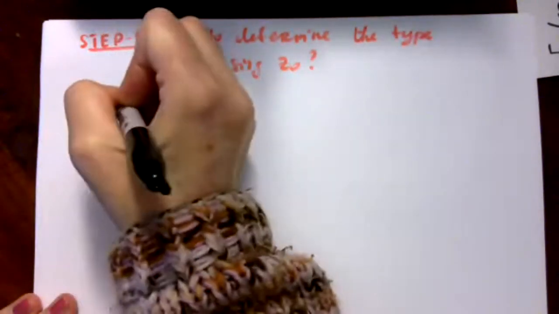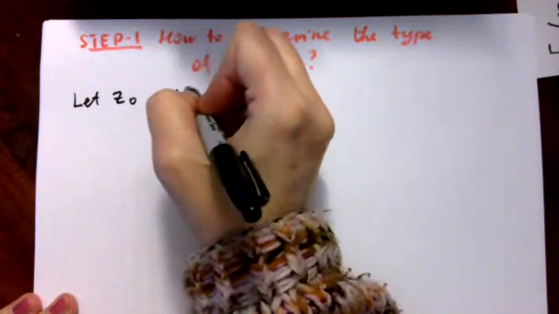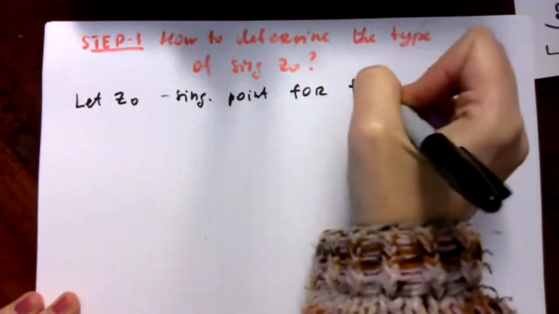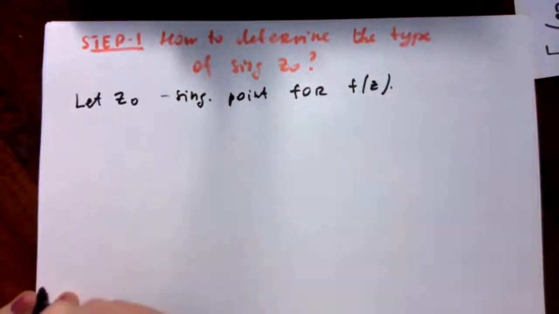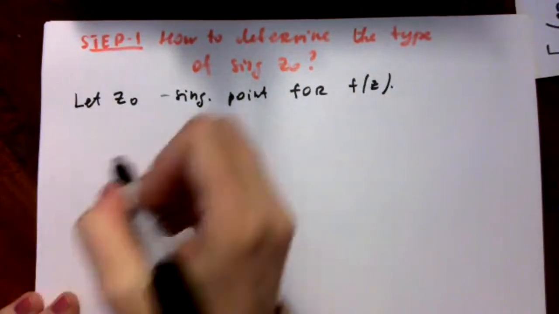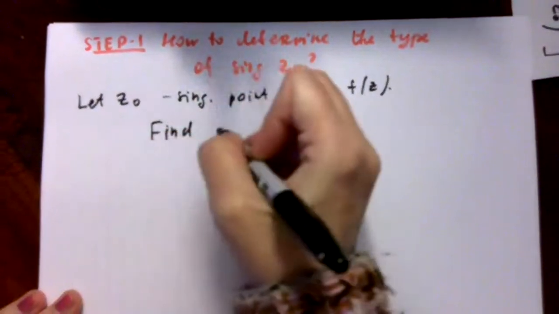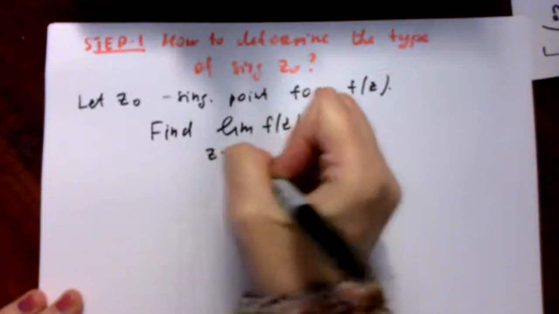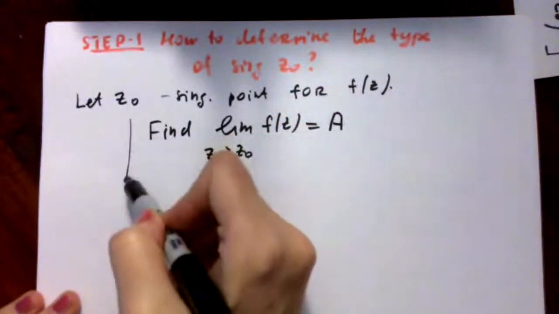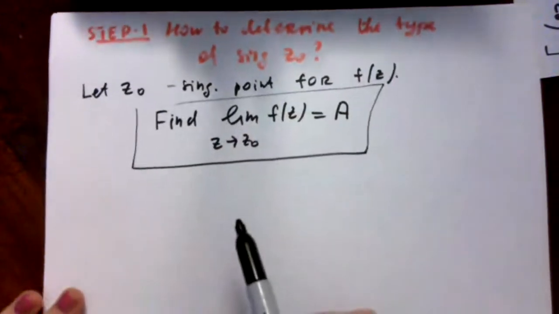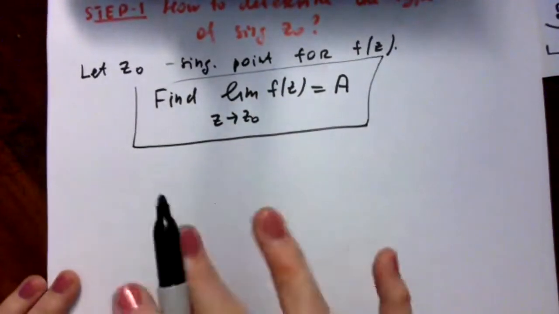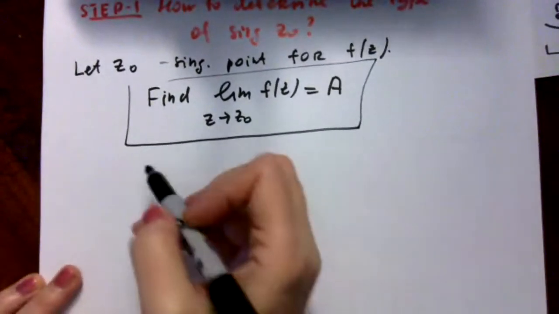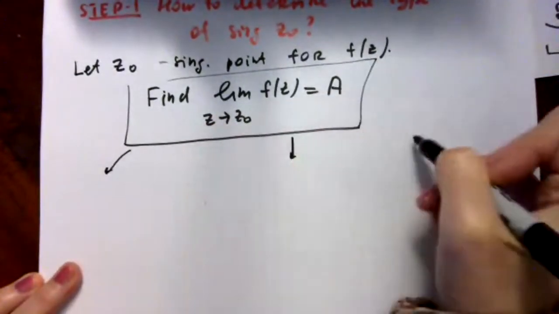Let's outline it. So let z0 be a singularity point for our function f of z. So how to determine its type? It turns out that it sounds even easier. Find the limit of your function at this point when z tends to z0, and let's denote our result as A. So it sounds even easier than expanding into a Laurent series. But you know what? There are some not very simple things here. So you may end up having 3 different results.